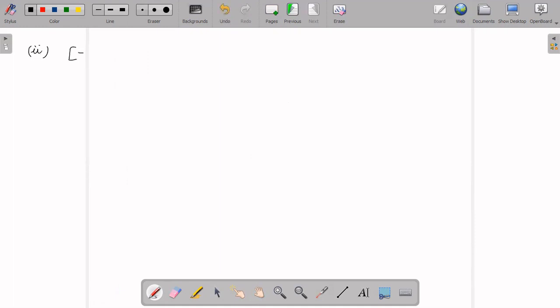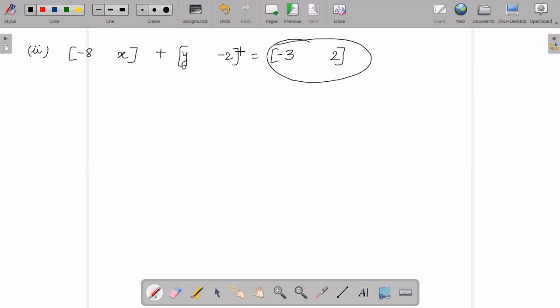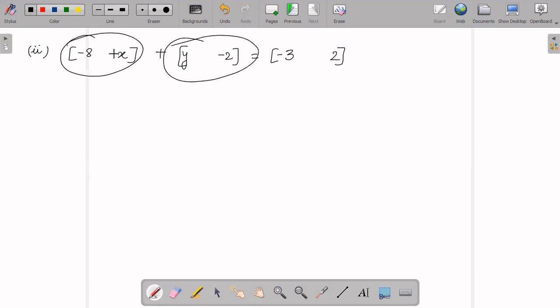A matrix is given minus 8, x, and if you see, this is a row matrix because only one row is there, plus y, minus 2. This is again a row matrix, and which is equal to minus 3, 2. So if you see, we have got two matrices added and a result given. That matrix addition has been possible only because the order of these two matrices are same. इसका order क्या है? 1 into 2, and इसका भी order 1 into 2 है. One row and two columns are there in both of them.